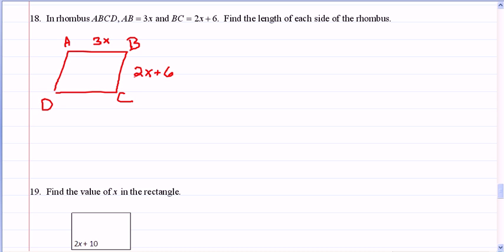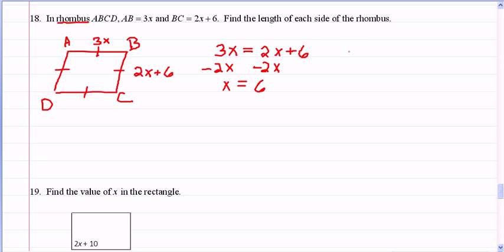So when you're given quadrilateral problems, specifically for a rhombus, you want to think of the properties of a rhombus. And what we know about a rhombus is that we have 4 equal sides. And if all 4 sides are equal, then we know that the length of AB, which is 3x, is equal to the length of BC, which is 2x plus 6. So once we've determined an equation, we solve for x. And I get x is equal to 6.